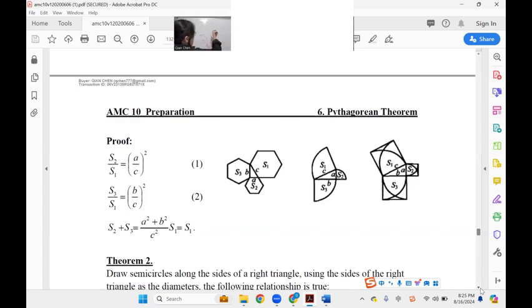Right, and then from this equation we can get S1. For S1, each side is C. S2 would be a square root. S3 is equal to, right? So from here you can see, from these 3 equations, you can see S1 is equal to, and this C square is equal to A square plus B square. So, right, this is S2 plus S3. So that's the answer.